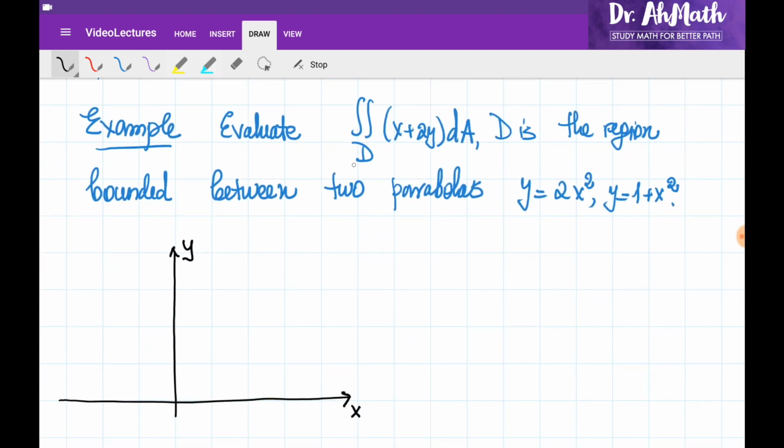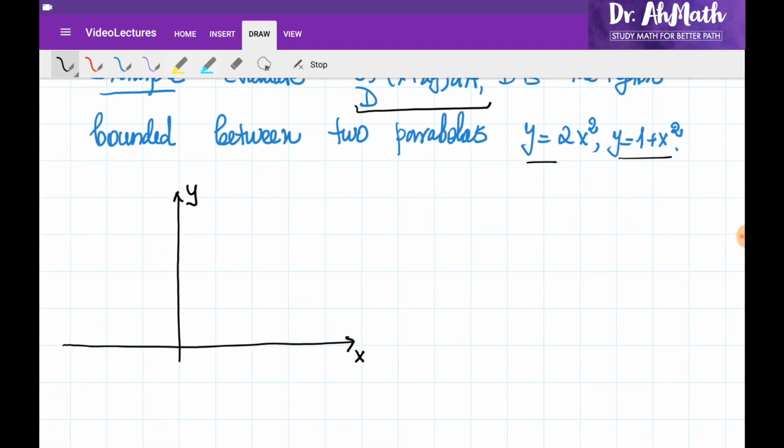What we would like to do is integrate this double integral over the region D, which is located between these two parabolas. So in order to imagine this, let's try to draw these two parabolas. The parabola y equals 1 plus x squared is easy to draw. It is very similar to y equals x squared. So we know how to draw y equals x squared, and y equals x squared plus 1 means that this is like 1 unit higher than y equals x squared.